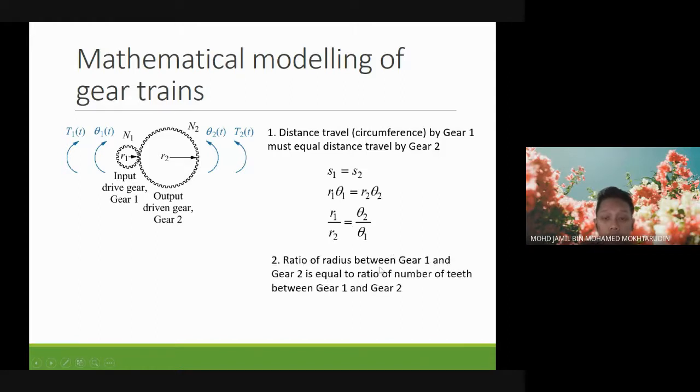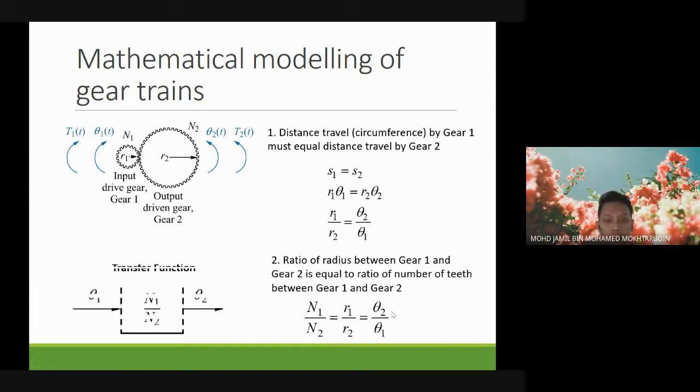And then the ratio of radius between gear 1 and gear 2 is equal to the ratio of the number of teeth between gear 1 and gear 2. This is from the previous slide: N1 times theta 1 equals N2 times theta 2. So this is the first formula relating angular displacement with teeth. This is an important formula. N1 over N2 equals theta 2 over theta 1. So you don't need to know about the radius. Usually we don't deal with radius.